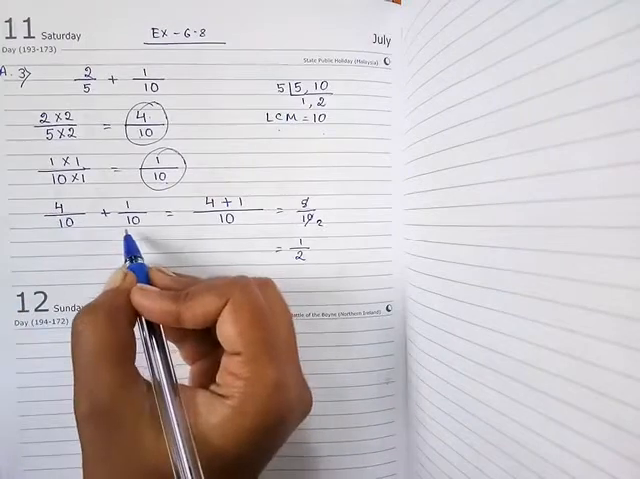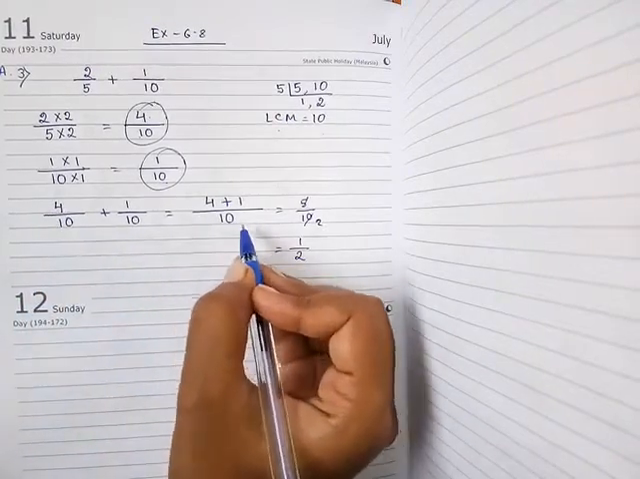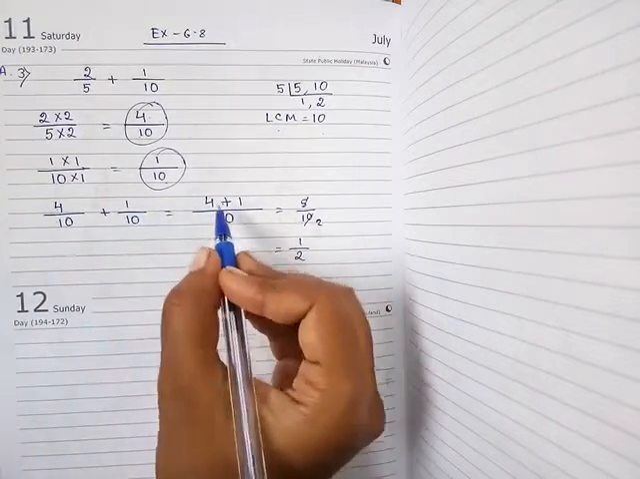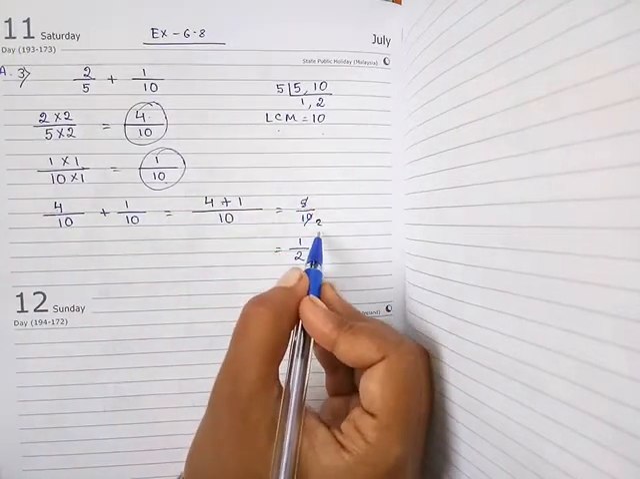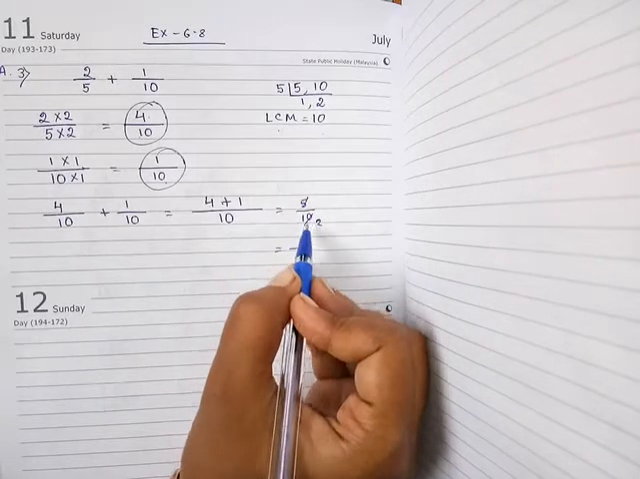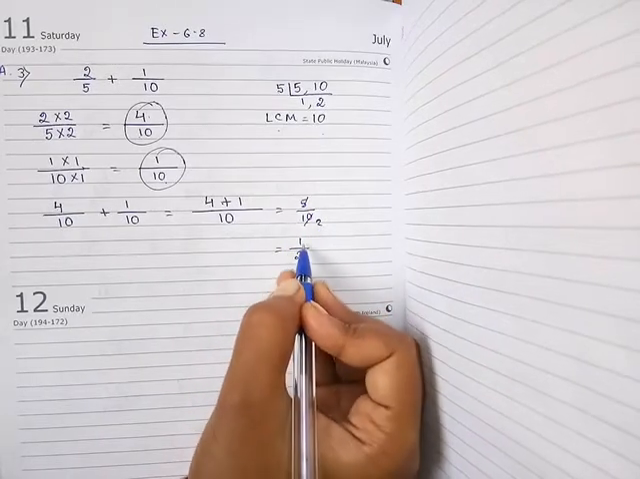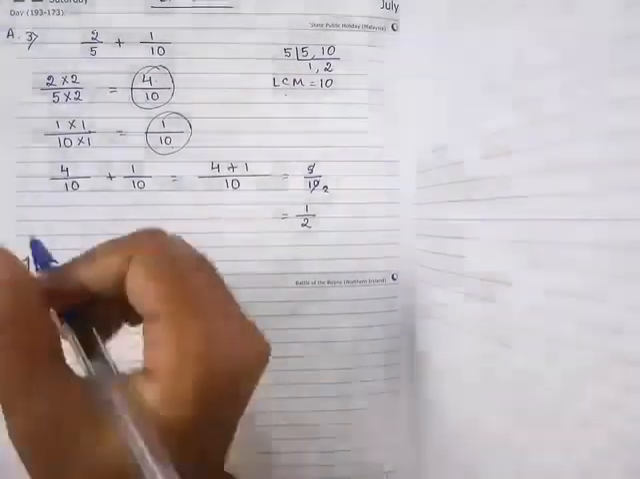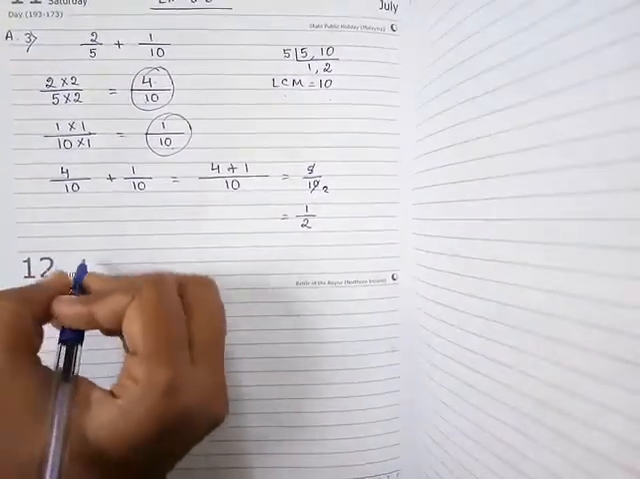Now this is like fraction. Write down 10. Then write down the numerators. 4 plus 1. 4 plus 1, 5. 5 by 10. We can simplify this one. 5 twos are 10. So my answer will be 1 by 2. Similarly, we will do the next sum number 7.